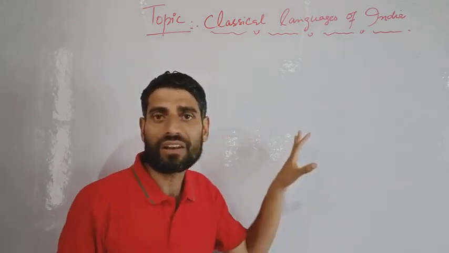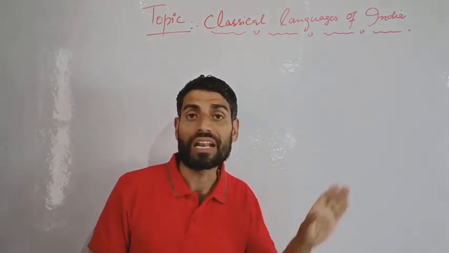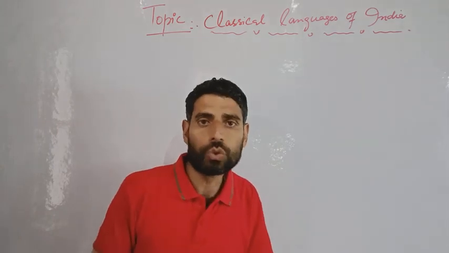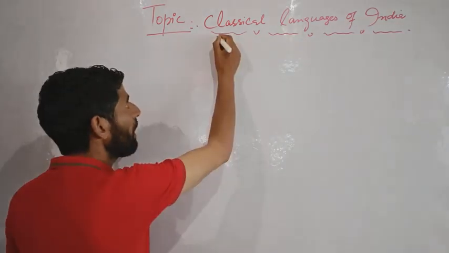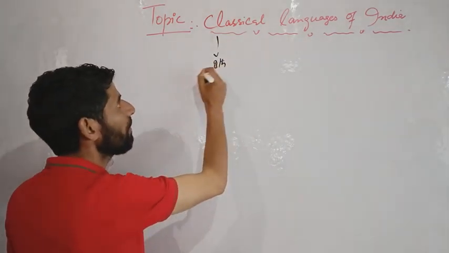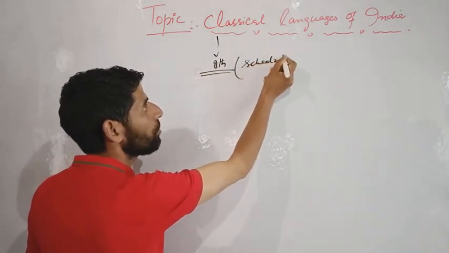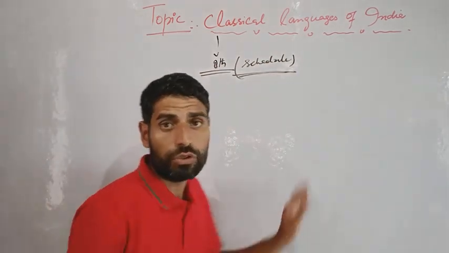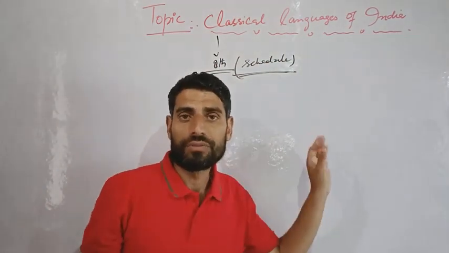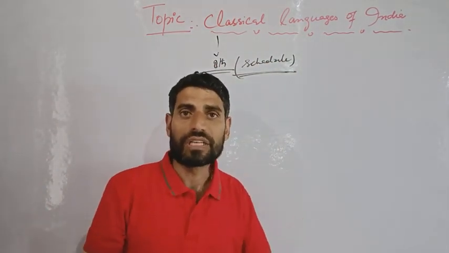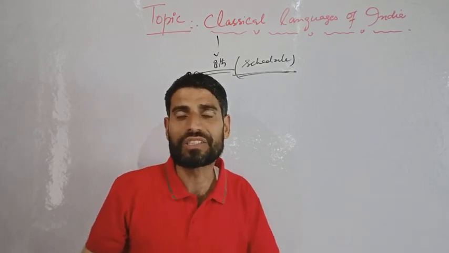So we see that the classical languages of India are listed in the 8th schedule of the Constitution of India. We see that there are 6 languages that enjoy classical status in India.